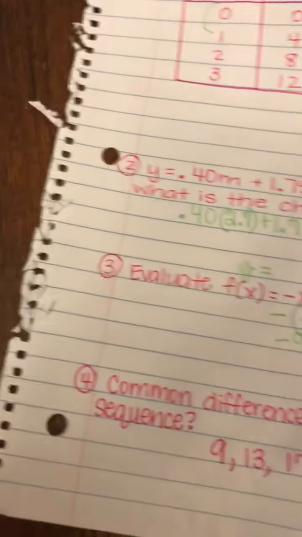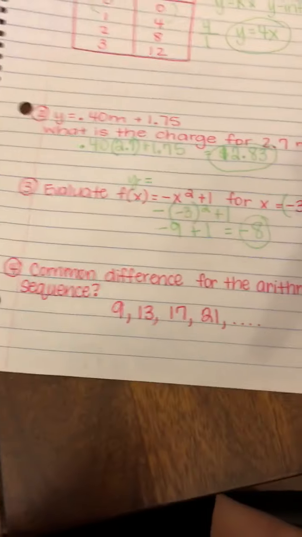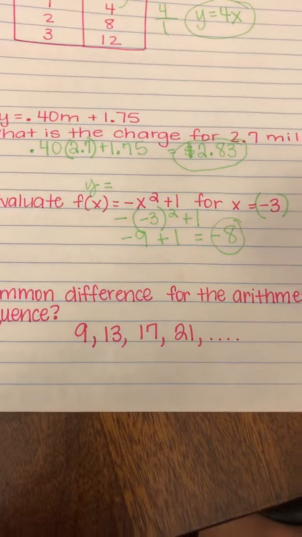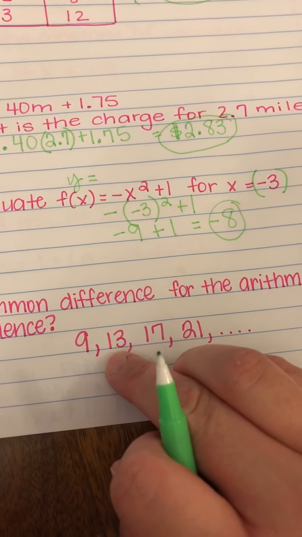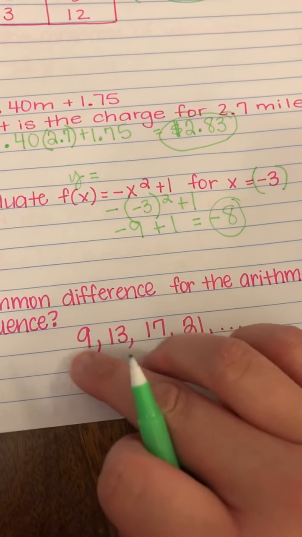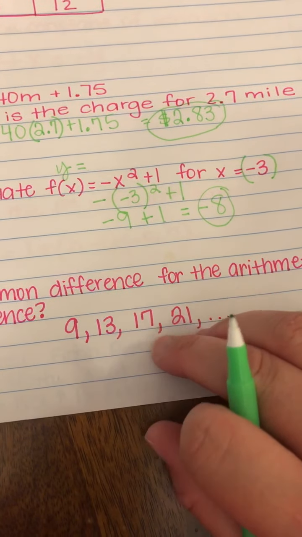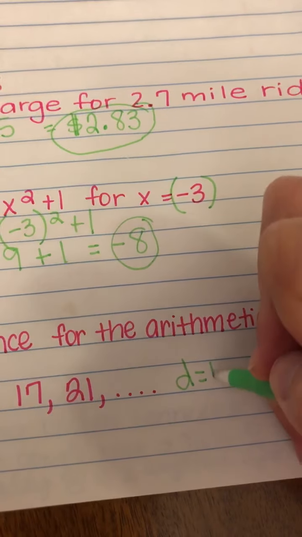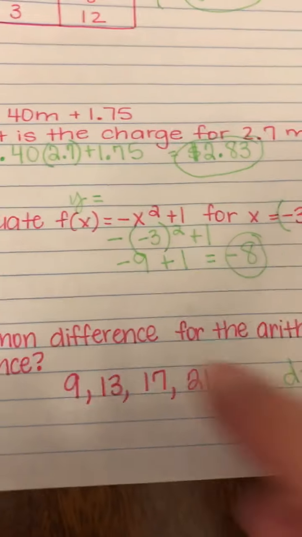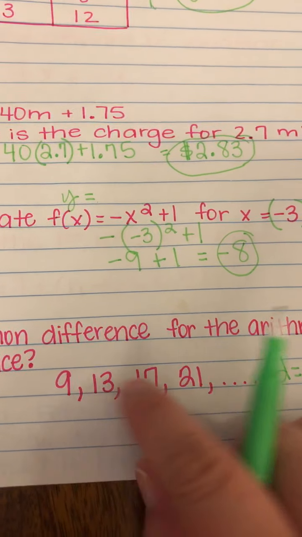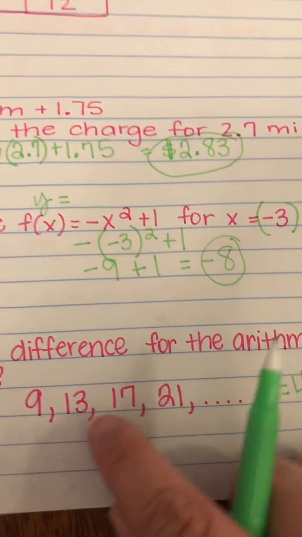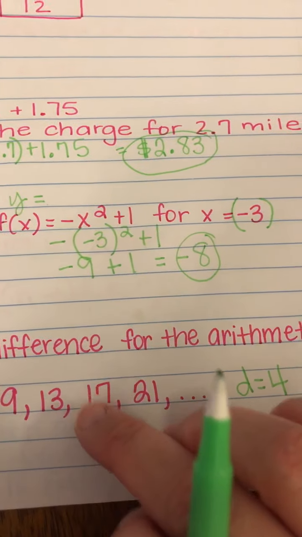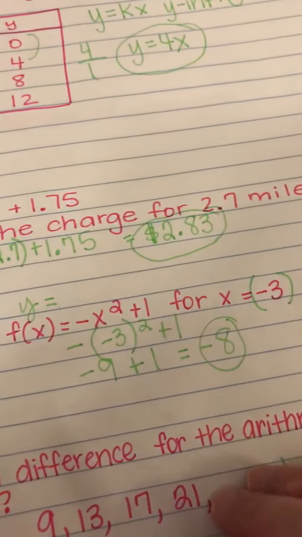The next one asks you about common difference for an arithmetic sequence. Arithmetic sequences happen when you are adding or subtracting to get from one number in your sequence to the next. So like I automatically notice, hey, I'm adding 4 each time. That's a positive. So the difference for this arithmetic sequence is just a positive 4. If you were going down, like instead if it was 21, 17, 13, 9, then your difference would be a negative. But since we're going up and we're adding, it would be a positive 4 for your difference.